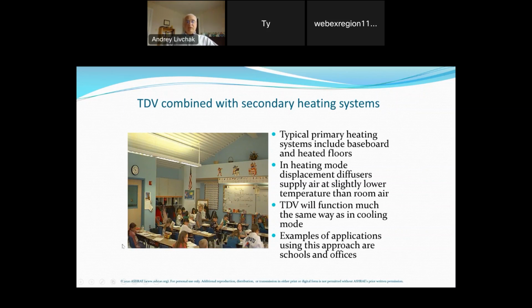In classrooms, we've seen a lot of applications. You can still utilize displacement ventilation with a secondary heating system, for example baseboard radiators to offset the skin losses, and still use displacement ventilation to provide fresh outside air. In that case, supply air can still be slightly lower temperature than room air, and even in heating mode, with a secondary heating system, you can utilize the stratification effect to still provide better indoor air quality in winter conditions.